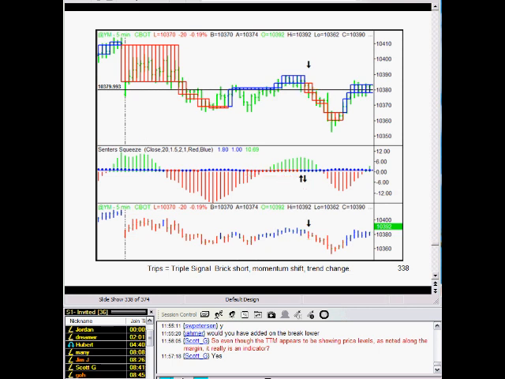I'm going to do it again. So it happened in this order. You had the modified momentum shift here because the first histogram fired off higher. The second histogram was shorter than the first. You had the TTM that went from blue to red. Then you had the brick signal short here. Any questions? It was good for like, I think, 20 points or something like that.